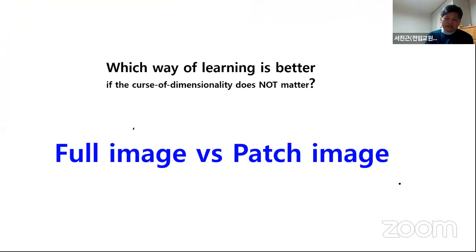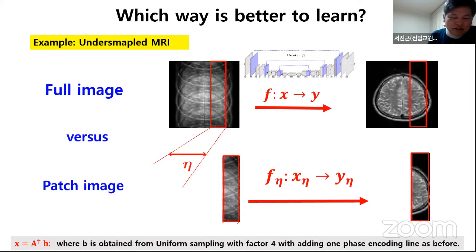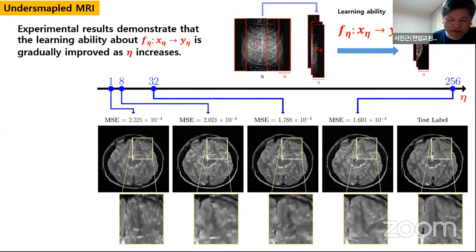Okay. Then the next thing many people are talking about is this one. Which way of learning is better? If the curse of dimensionality does not matter, which one is better? In the full image or patch image, which one is better to learn? I use the undersampled MRI data. Full image and patch image learning, which one is better? This size is the eta. As eta is increasing, is learnability decreased or increased? I want to check. We did that experiment.